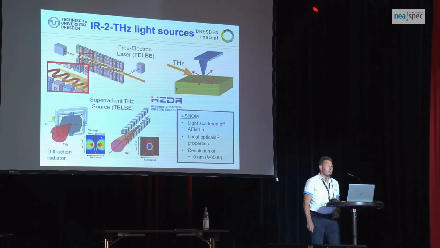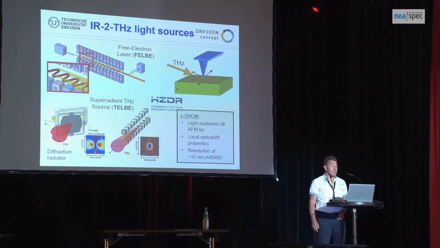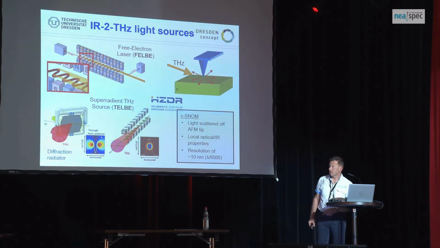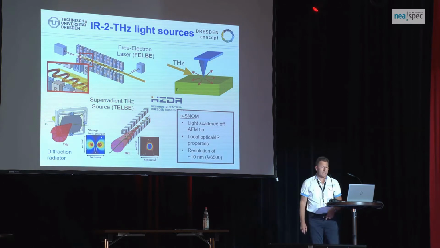This is different from most of the presentations so far, which is our excitation. On the one side we have free electron laser undulators that are tunable from typically 4 microns down to 1 terahertz. And a newer, fresher one, a superradiant source called TELBE, because it's terahertz, which consists of a diffraction radiator as well as a LINAC.